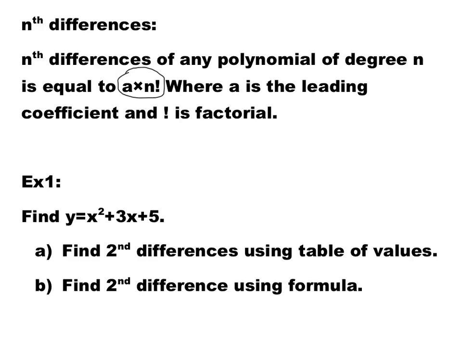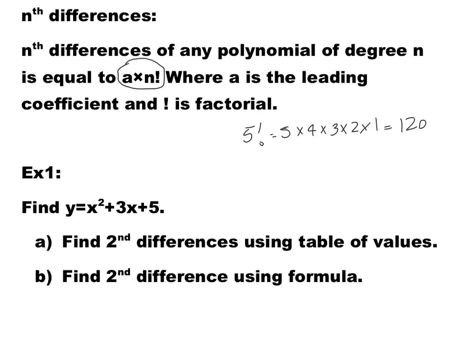just to refresh your memory about factorial, for instance, 5 factorial is defined as 5 times 4 times 3 times 2 times 1. And if you multiply all these, you're going to get 5 times 4 is 20, times 3 is 60, times 2 is 120. Now, you can use any one of these methods to find the nth degree of the polynomial.